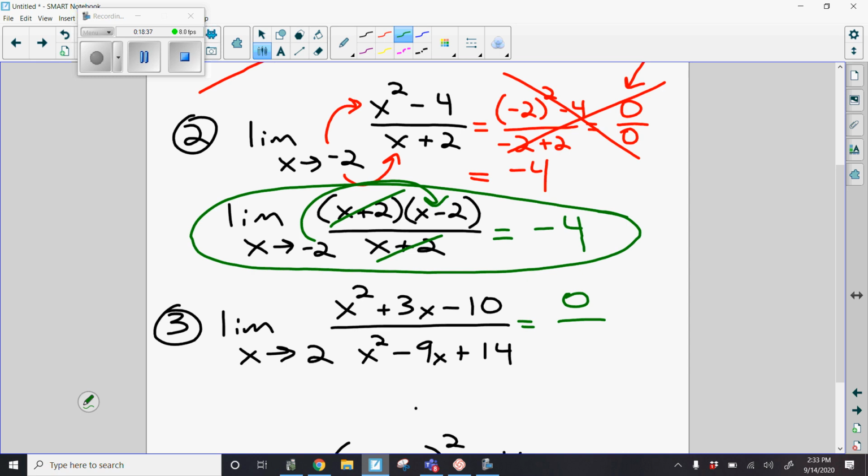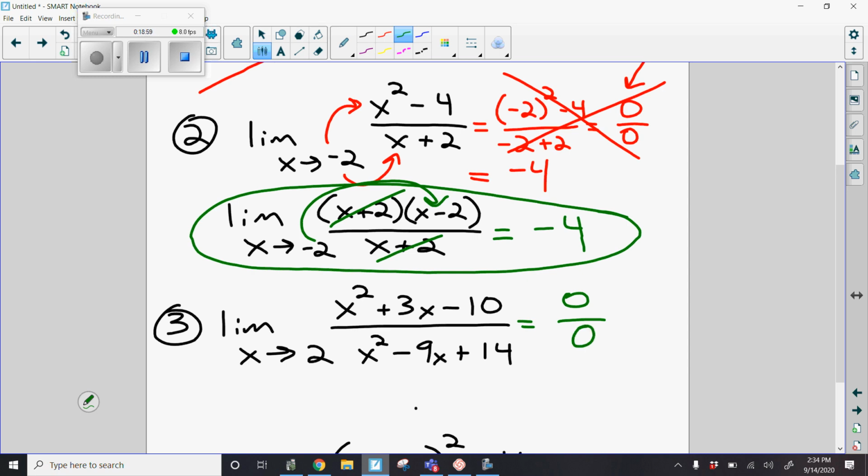Four minus 18 is -14. -14 plus 14 is 0. By the way, if I would have left that as a -14, I would have got 0 over -28, and my answer would be 0. That's the answer. Okay? It's only when we have 0 over 0 that we're going to have this weird stuff going down.